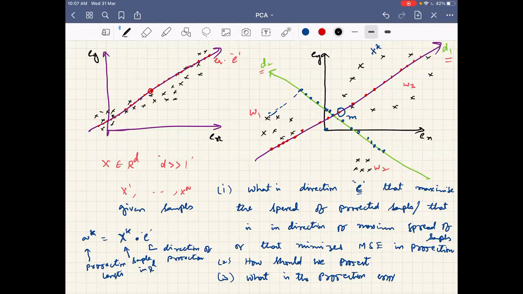Because the data may not be always in 2 dimensions. Even in 2 dimensions, we need a mathematical, the explicit values of E, the direction of projection. And the projection lengths, how do we capture?